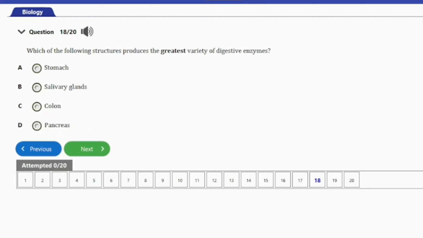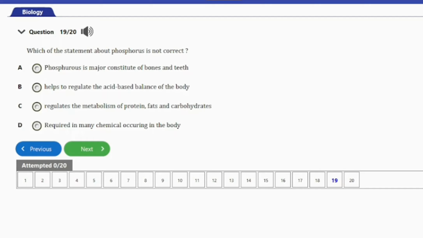It says, which of the following structures produces the greatest variety of digestive enzymes? We have A, stomach, B, salivary gland, C, colon, D, pancreas. So guys, the answer to this question is option D, and that's the pancreas. So the pancreas produces the greatest variety of digestive enzymes compared to the others here. And that's it for this question. Let's go ahead and consider the next question, guys. That's question number 19 here.